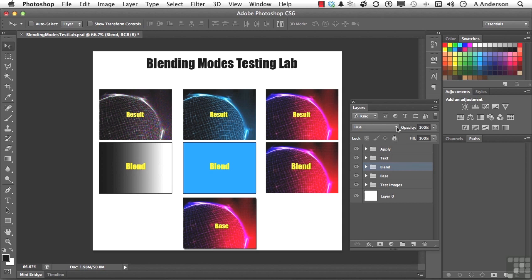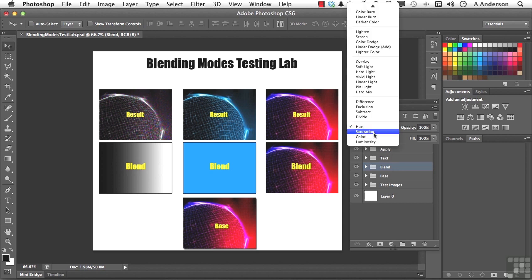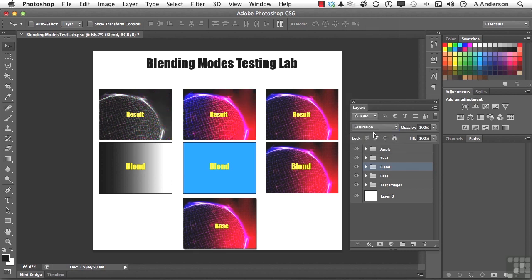The next one, saturation, creates a result color with the luminance and hue of the base and the saturation of the blend color. See how this is starting to work out here? If we take that one, the only one that appreciably changed was the one in the middle that had that really middle cyan color. The other two stayed pretty much where they were because one's in grays and the other one is exactly the same image.